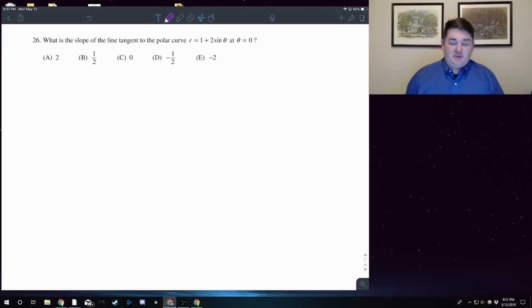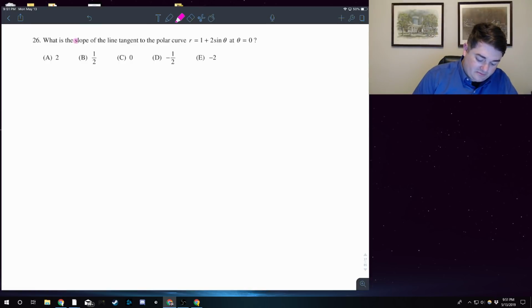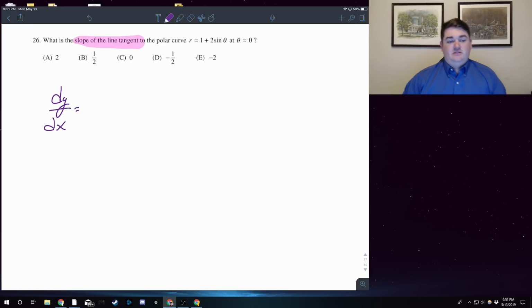Here we go. Slope of a line tangent to a polar curve. So people have been asking about polar. So slope of the tangent line is dy/dx. How are you going to find dy/dx for a polar problem?